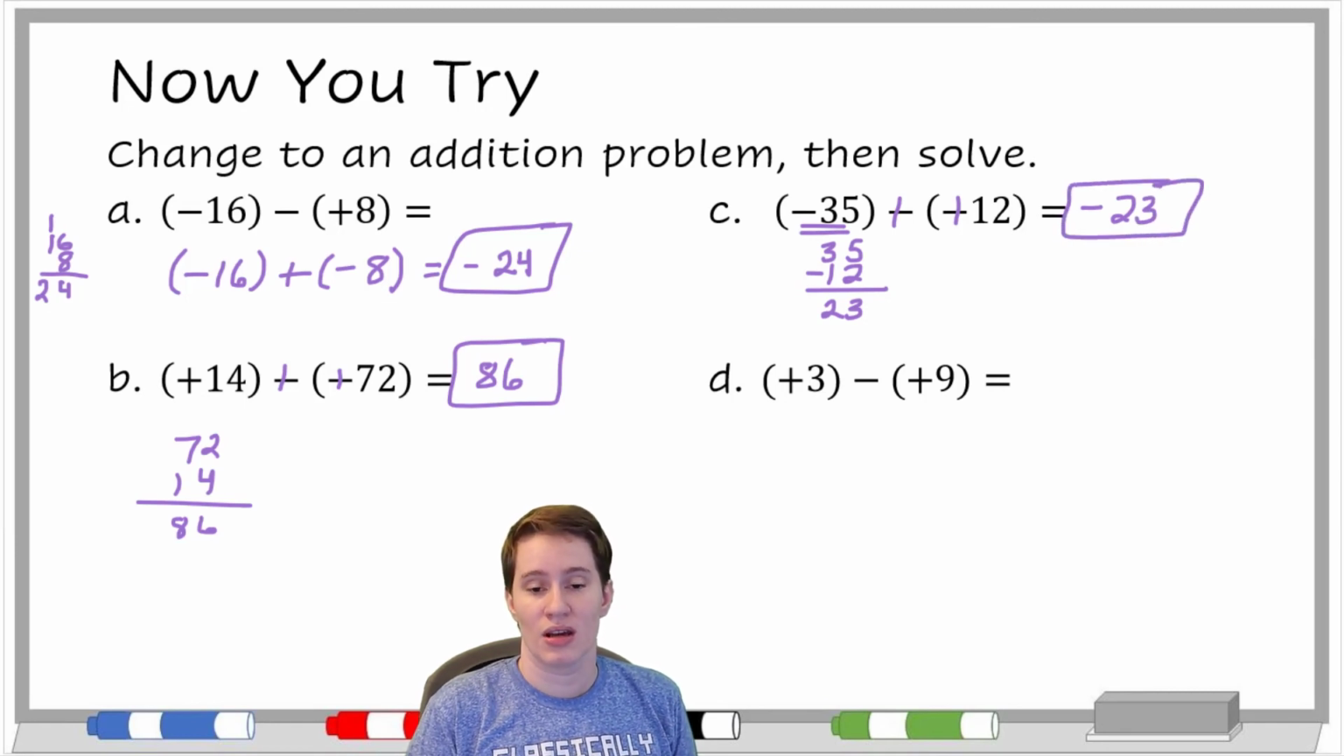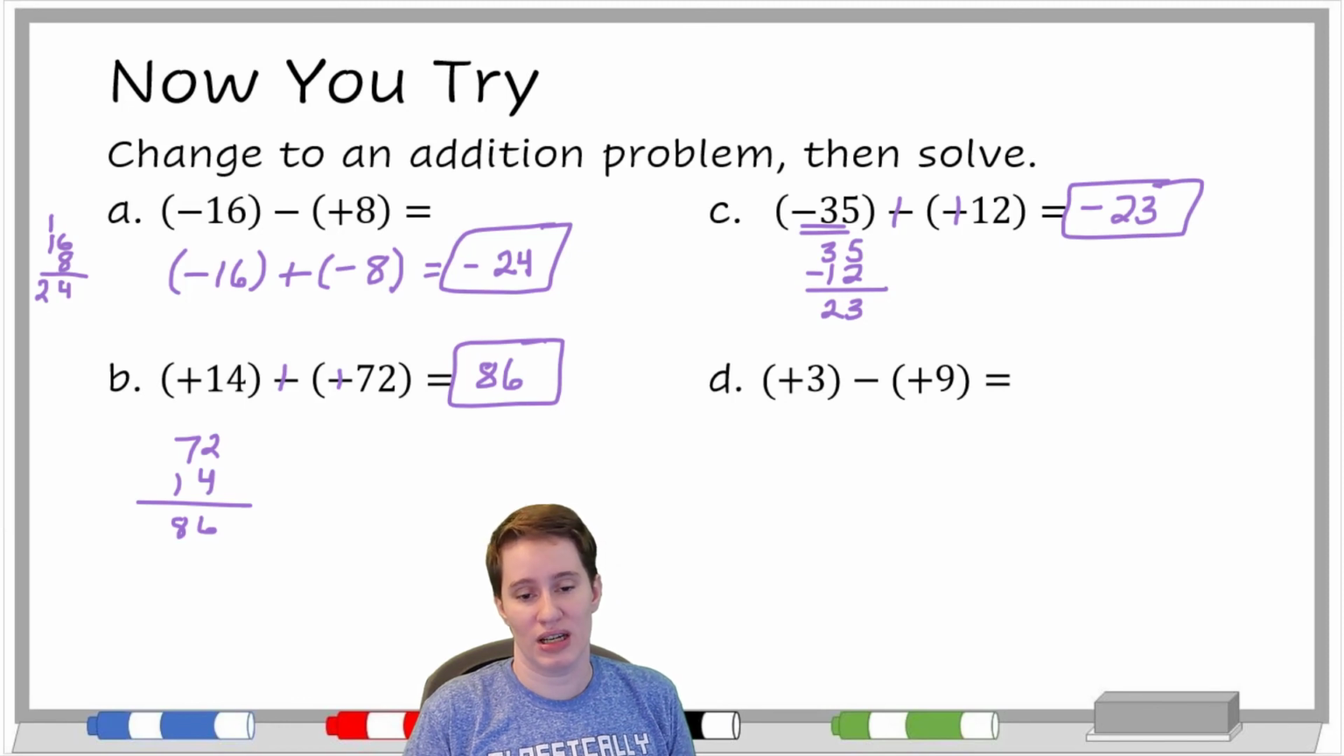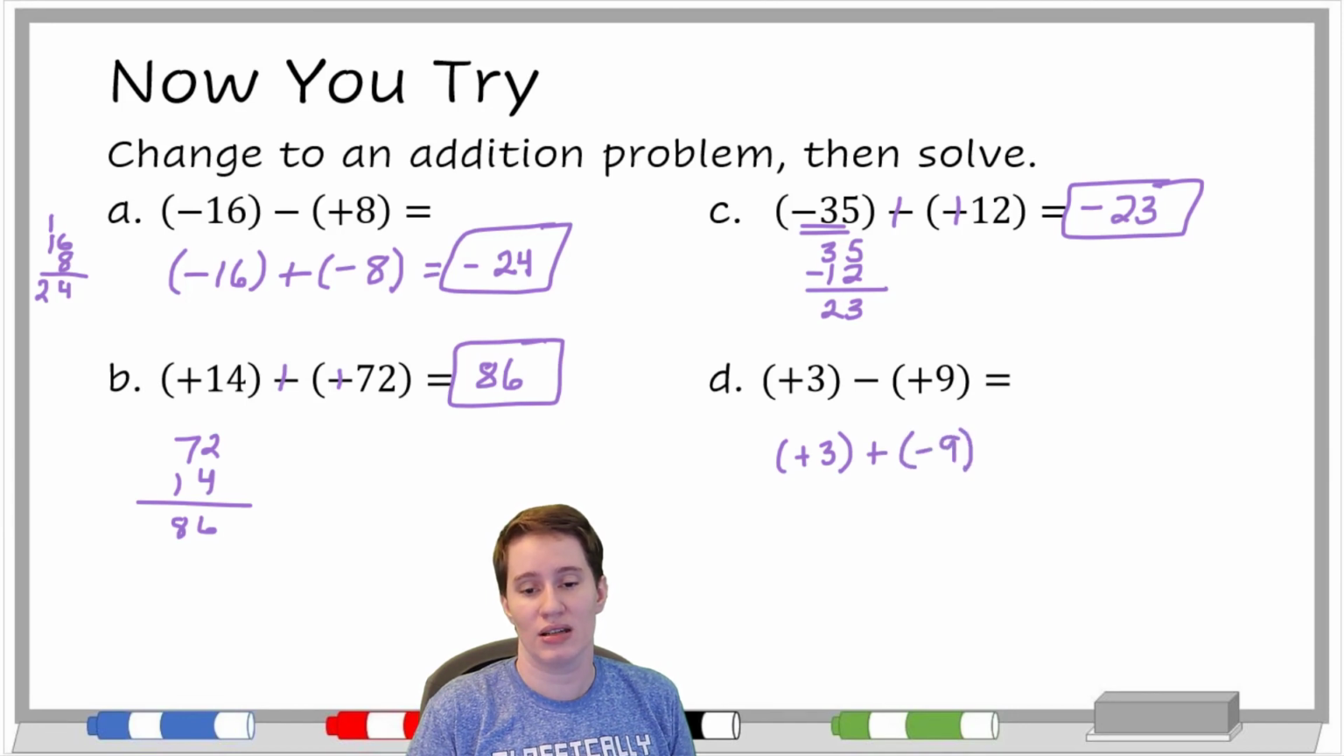And finally, +3 minus +9. So another way of saying that is +3 plus -9. And so since the signs are different, I'm going to subtract and keep the sign of the bigger number. So 9 minus 3 is 6, but the -9 is bigger, so it's a -6.